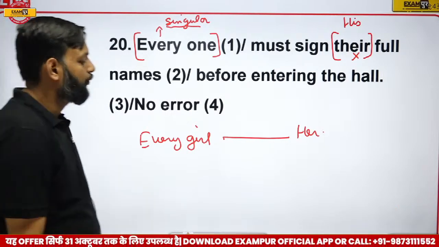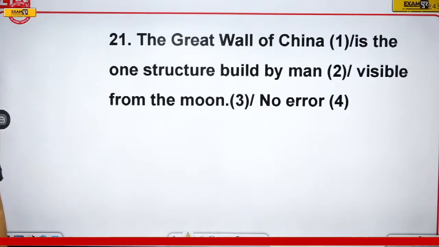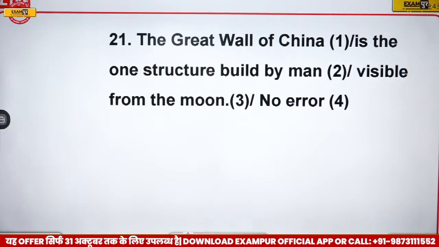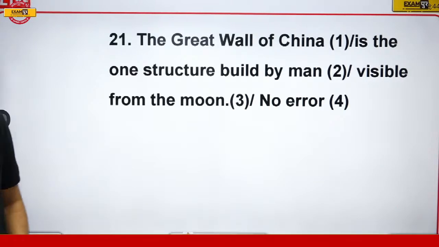Okay, now the next one, question number 21. The Great Wall of China is the one structure built by man visible from the moon.